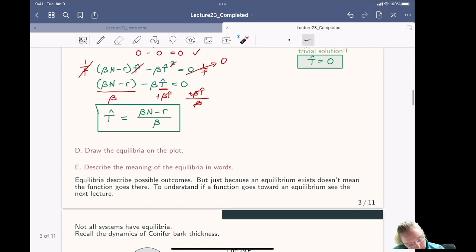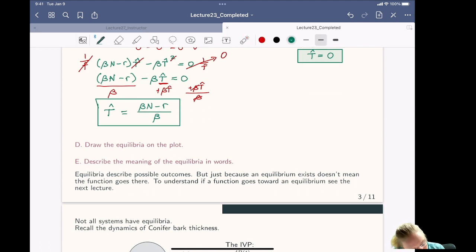All right, what do these two outcomes mean in words? Well, if we have t hat equals beta times (n minus r) divided by beta, this is when tuberculosis is endemic in the system. It persists forever and ever. It's an infection that exists forever. And then we have t hat equals 0, and this is known as extinction. So if tuberculosis goes extinct, then the incidence of tuberculosis is going to be 0.